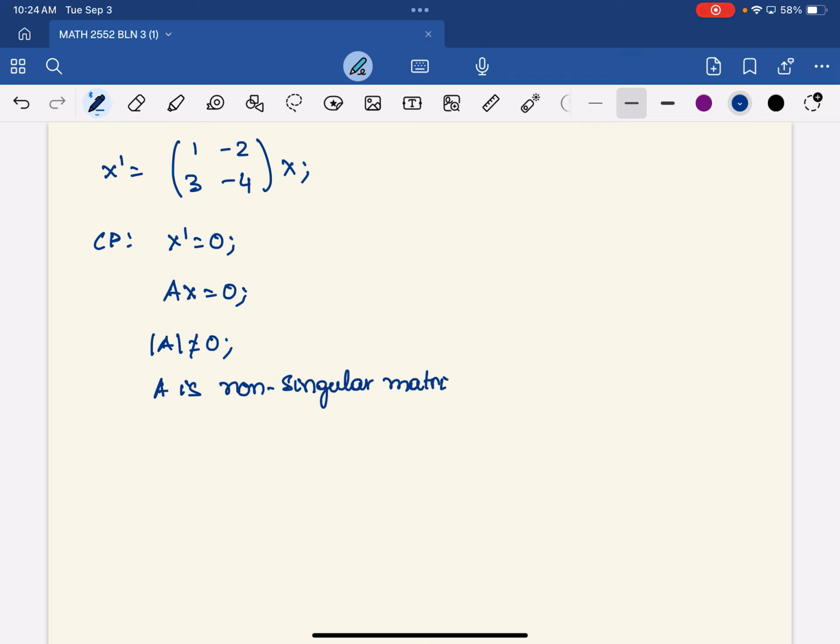So A inverse exists, and because A inverse exists, you can write A inverse times Ax equals A inverse times 0. So A inverse times A is the identity matrix. Identity times x is a vector. This is going to be a 0 vector. In other words, your critical point is really the 0, 0 vector, which means the origin. Is that clear? First thing I want to demonstrate is that whenever your determinant is not 0, (0, 0) is the critical point. Or whenever your matrix A is non-singular, the critical point is the origin. Is that clear? Okay?